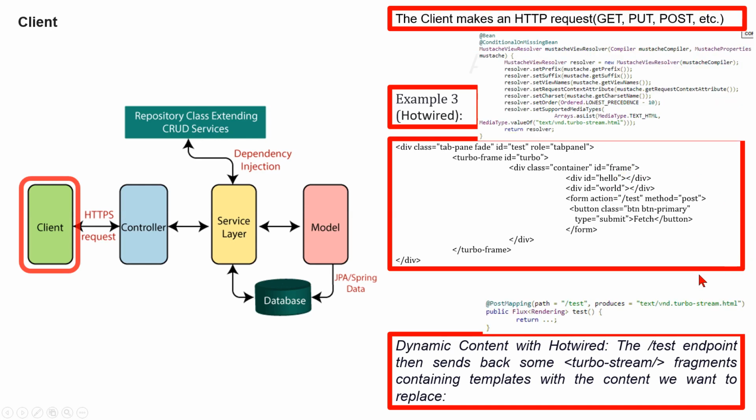To make Turbo take notice of incoming turbo streams, we need the /test endpoint to return a custom content type, text/vnd.turbo-stream.html. So the implementation looks like this here.